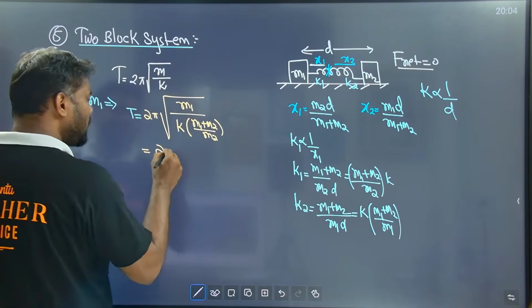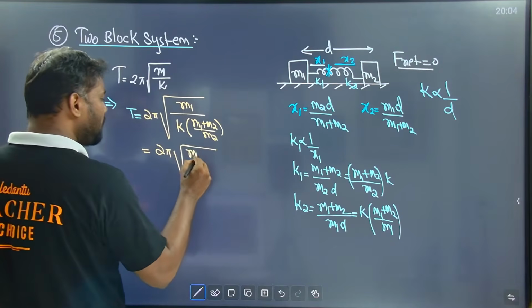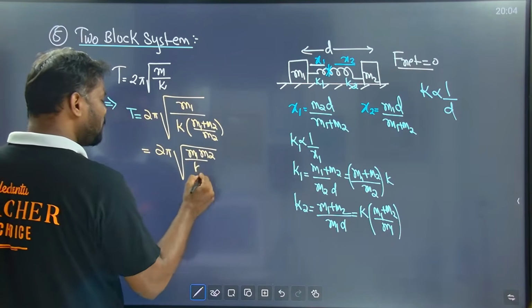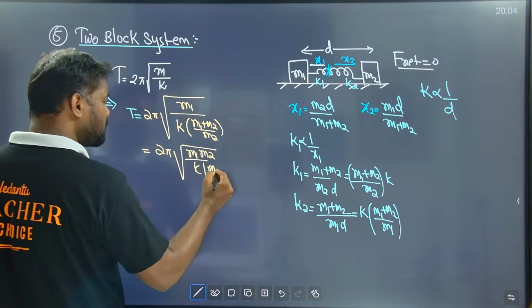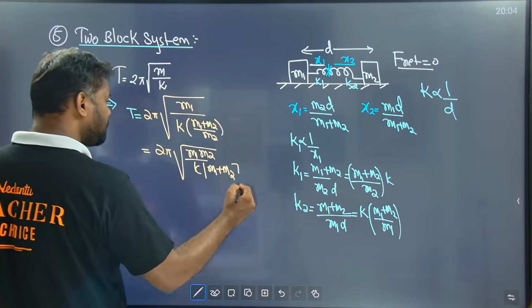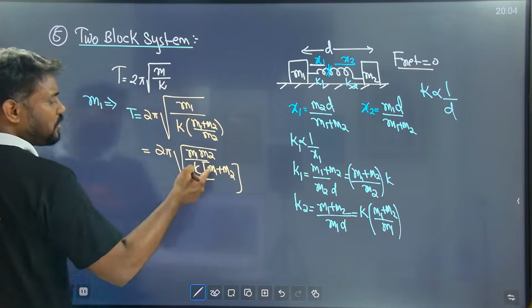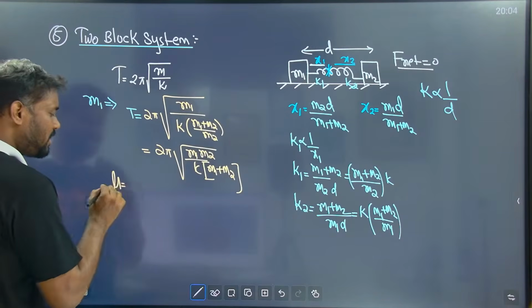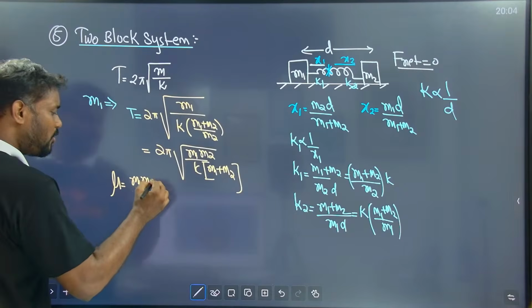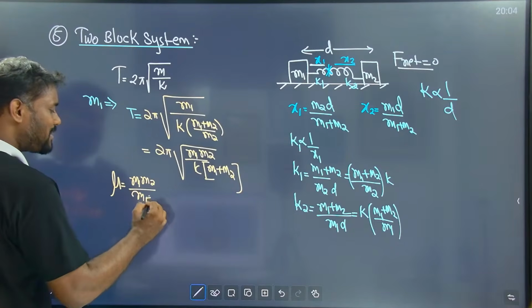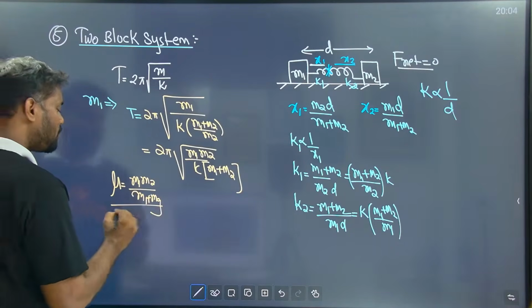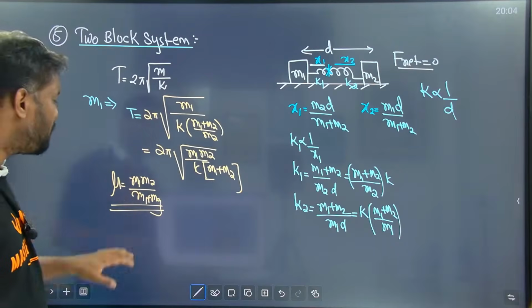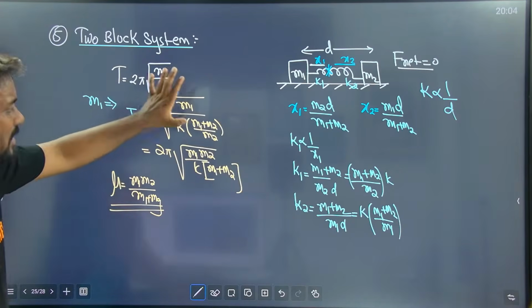2 pi root under m1 m2 divided by k into m1 plus m2. இது புரியுதா? So this is what we can call effective mass. This is effective mass, m1 m2 divided by m1 plus m2. This is what we call effective mass. So this value must be known clearly. இது புரியுதா? So இந்த ப்ராப்ளத்தை நாம எப்படி கால்குலேட் பண்ணலாம்?